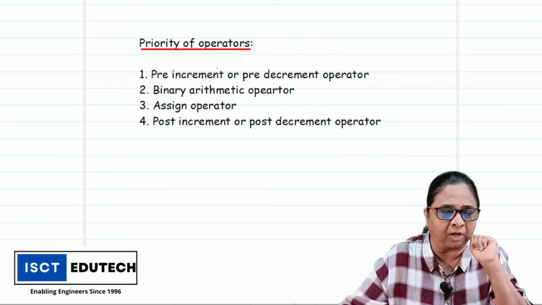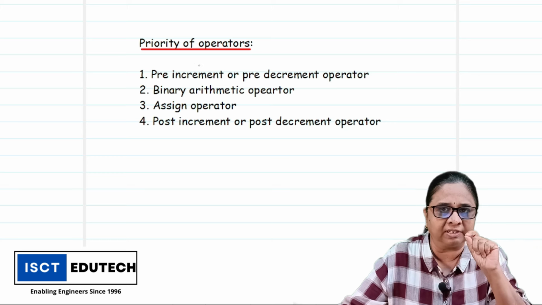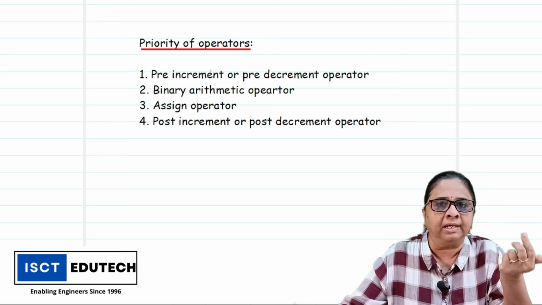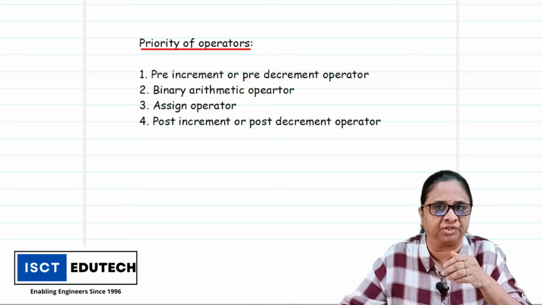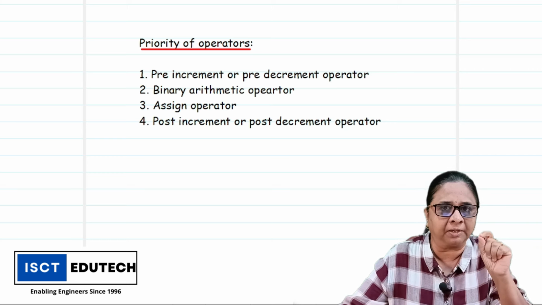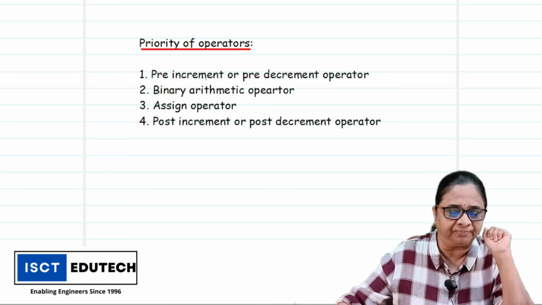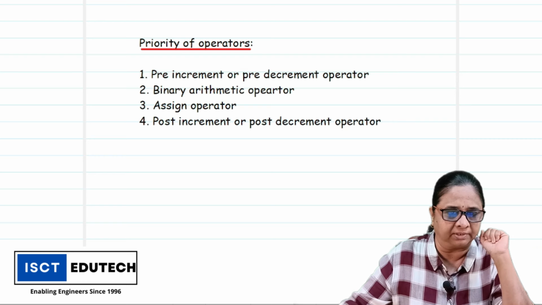Now look at these four priorities. The first priority in an expression is always given to a pre-operator. It could be pre-increment or pre-decrement. The second priority is always given to the binary arithmetic operators such as plus, minus, multiplication, division, and so on. The third priority is given to the assign, and the last priority is given to the post increment or the post decrement.